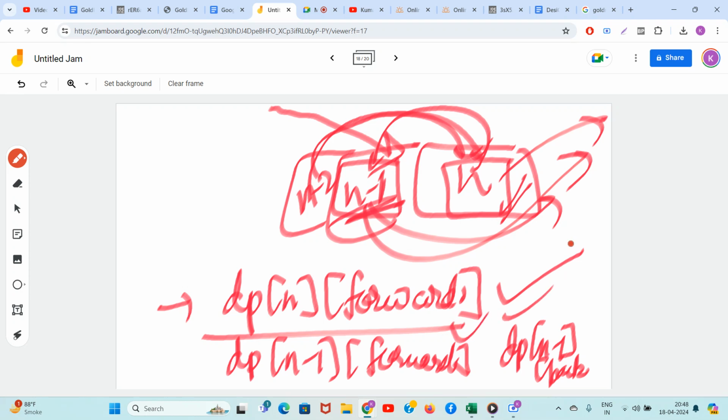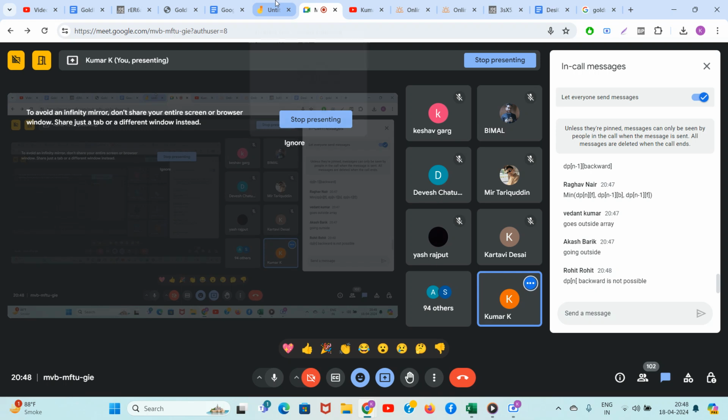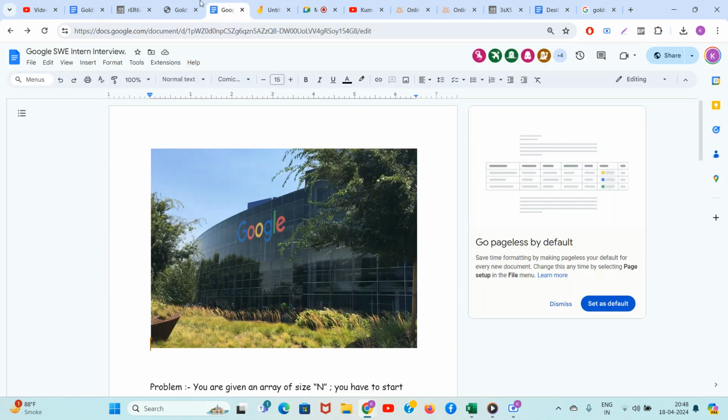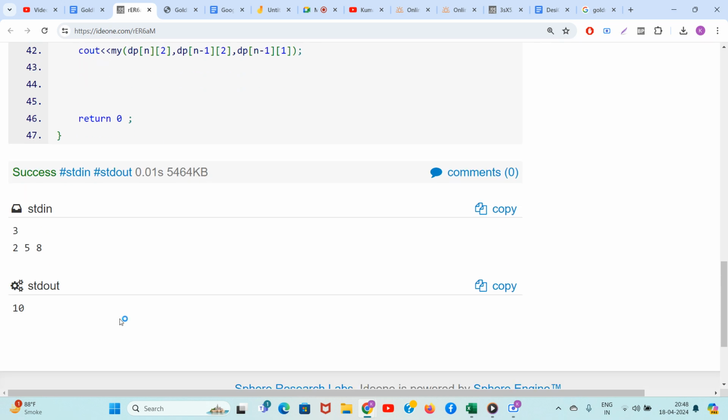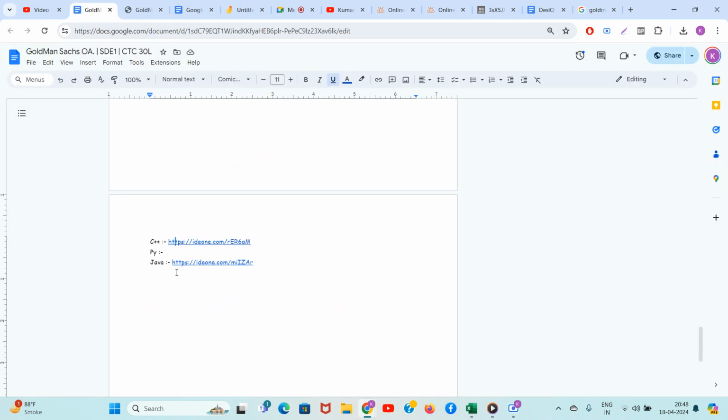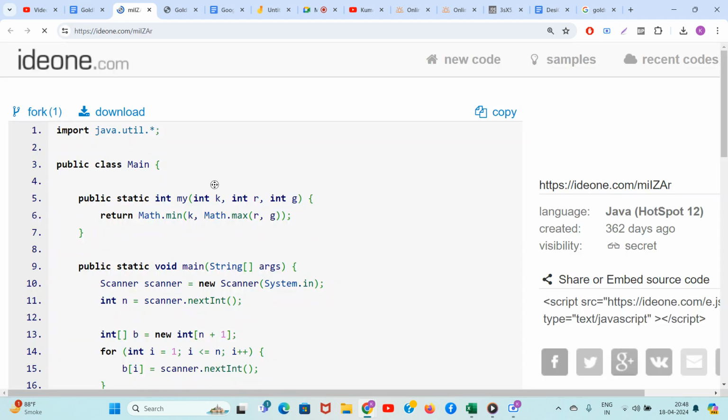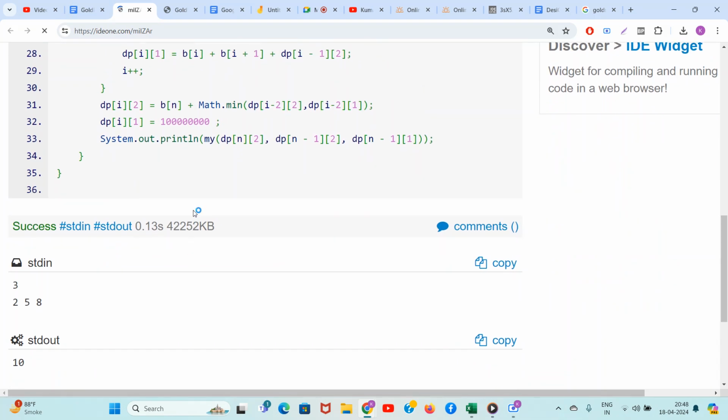So guys, this is a really mind-boggling problem. Minimum of these three values gives you the final answer. And yeah, you guys now got it correct. So you can see the minimum of three values: dp n 2, n minus 1 2, n minus 1 1, and guys we get the answer. And you guys can see the Java code also. Python we are going to upload very soon. You guys don't need to worry. Java also you can see, guys.